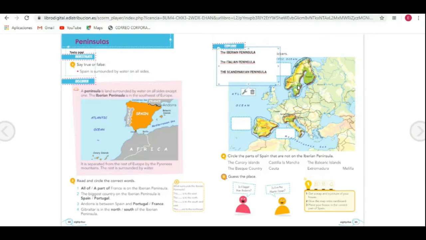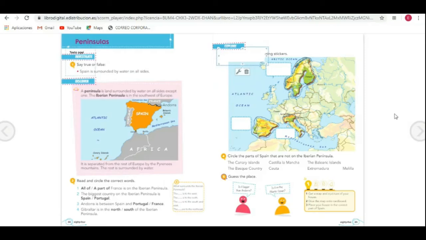This one, if you don't know, please look for a physical map on the internet and you will see. Or just type the Scandinavian Peninsula in Google and you will find if it is the Scandinavian, the Italian or the Iberian Peninsula. Next one, the same: if you think that it is the Iberian, the Italian or the Scandinavian. And the third one, this part, if it is Iberian, Italian or Scandinavian. Remember that we are going to check the answers next week on the video class.